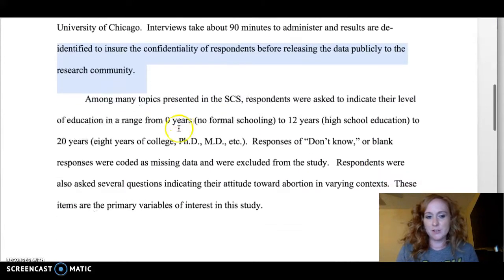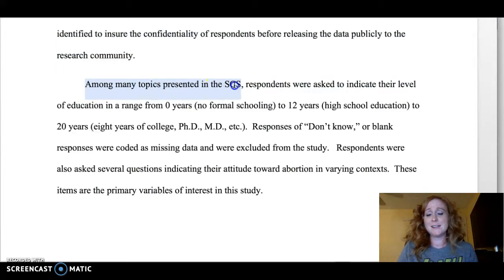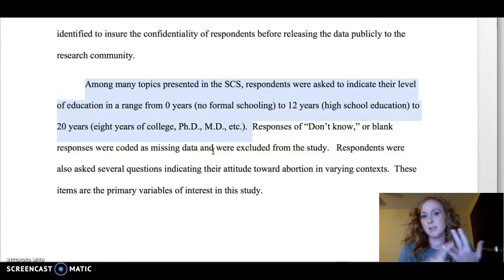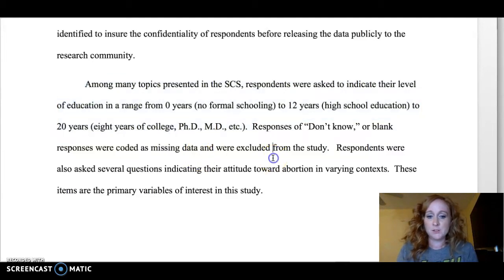And this is an easy way to do it. Among many topics presented in the SCS, respondents were asked to indicate their level of education in a range from 0 years or no formal schooling to 12 years high school education to up to 20 years, meaning you've had 8 years of college and perhaps a graduate degree like PhD, MD, and so forth. So you tell them, I'm using this variable, it's called education. This is what's in the education variable. And then you tell them anything else.